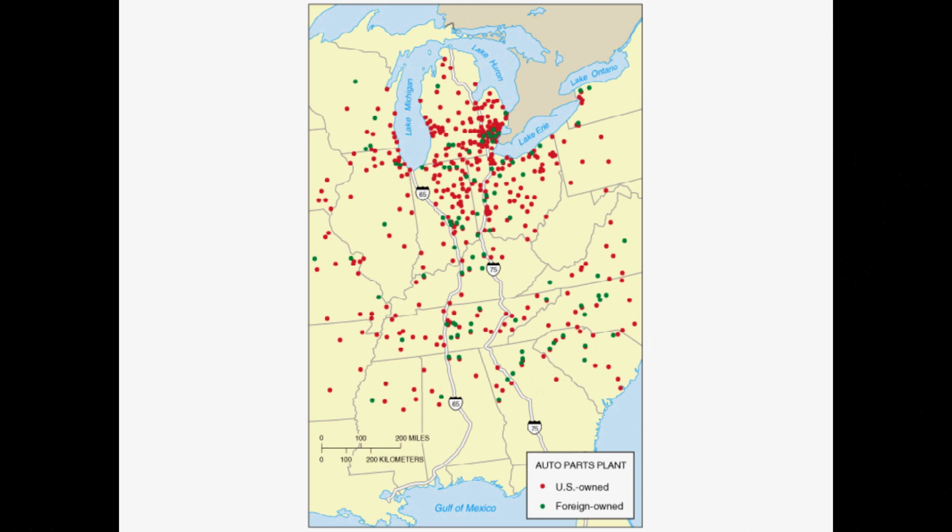And part of that is cheap labor costs, and also less organized, weaker unions in the south.